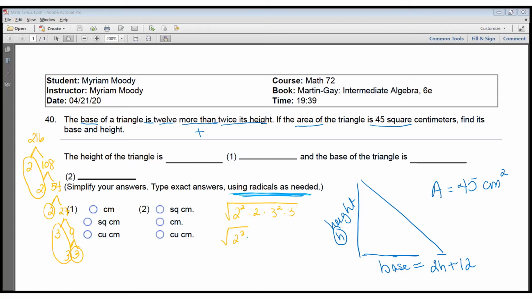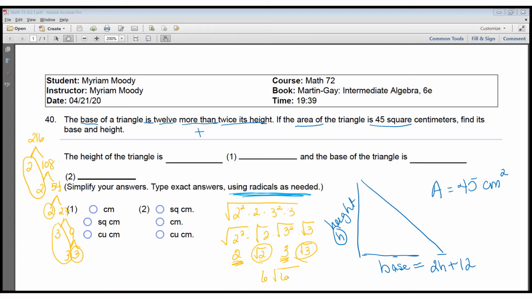Square root of 2 to the second times the square root of 2, times the square root of 3 to the second times the square root of 3. So here comes a 2, right? And here comes a 3. Do you agree? And I'm left with a square root of 2 and a square root of 3, aren't I? So I can multiply the 2 and the 3 on the outside and get 6. And since both of these are square roots, I can multiply them together, which gives me square root of 6.